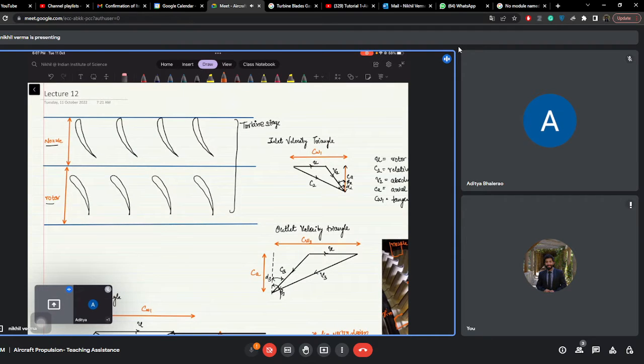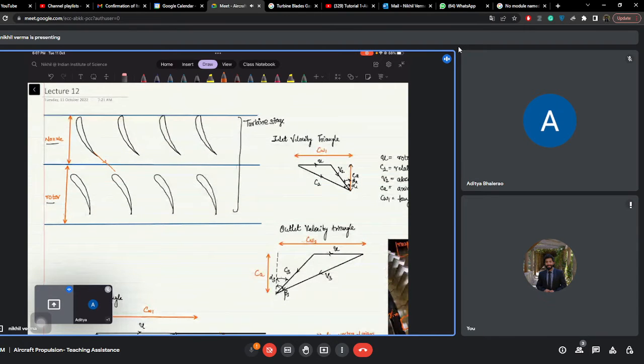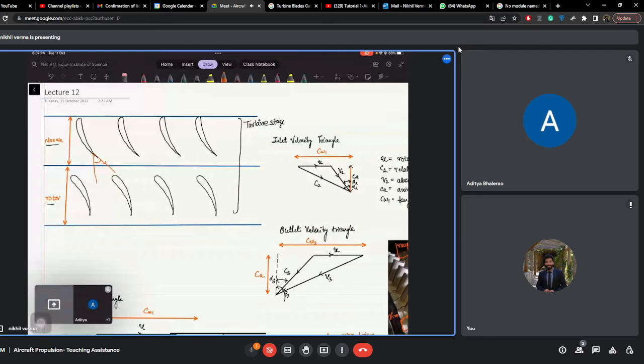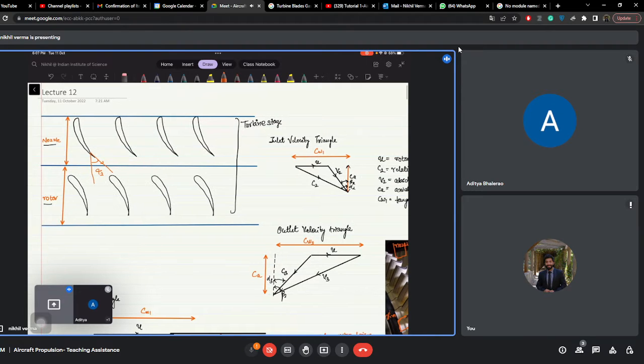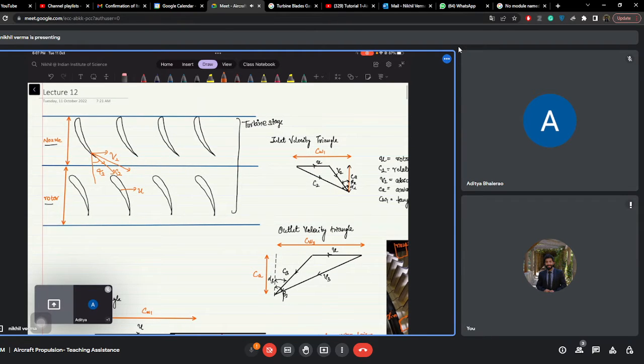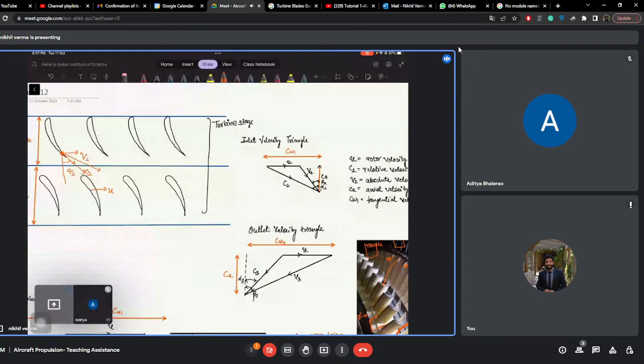So you have the tangent to this blade, and that makes an angle alpha 2 with the blade. And the rotor blade moves with a velocity u. So the relative velocity is v2, and the absolute velocity is c2. If you see this diagram, you can make a velocity triangle as shown in this figure.